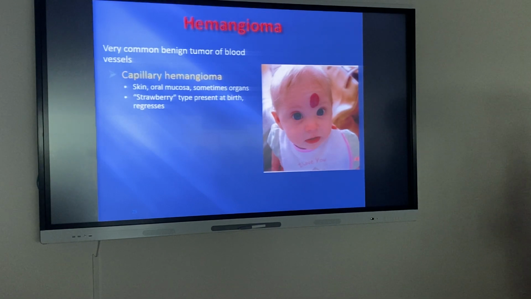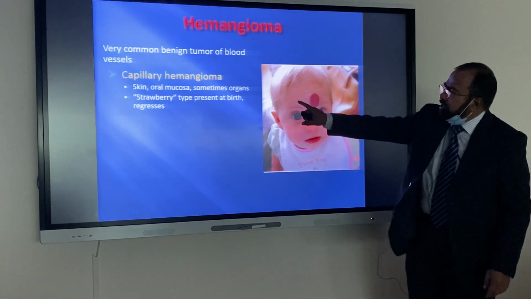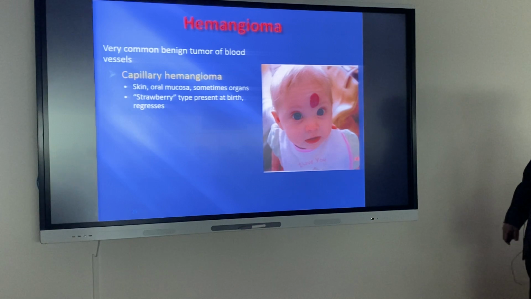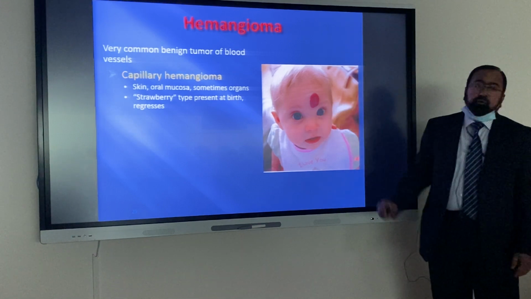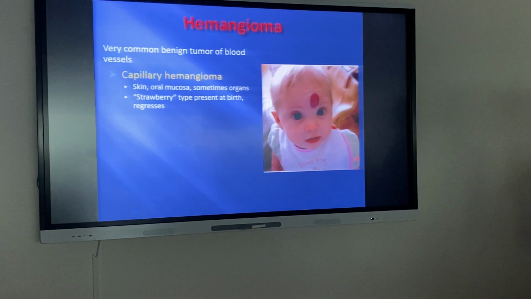So there are three types. One is capillary hemangioma. Capillary hemangiomas have small slit-like openings lined by endothelial cells. Remember, whenever we are talking of vascular tumors, they must be lined by endothelial cells, right? So, small openings lined by endothelial cells. They are usually seen in the skin, the oral mucosa, and sometimes in organs like the liver. Strawberry type: this is a strawberry hemangioma, seen on the face or the head. And usually these strawberry ones start with a bud.